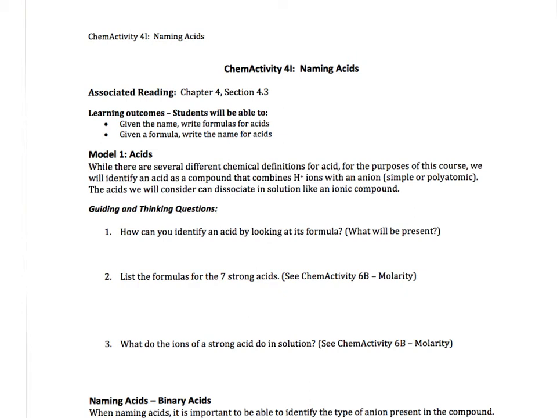Now, it turns out that in chemistry, there are several different ways that we're going to define an acid, but for the purposes of Chem 111, we're going to identify an acid as a compound that combines H+ ions with some anion. And that anion could be a simple anion like Cl- or a polyatomic anion like nitrate. And the acids we're going to consider are the ones that dissociate in solution like an ionic compound. So based on this little bit of information, how can we identify an acid by looking at its formula? What will be present? Well, that means that we're going to see an H+ ion and some anion.